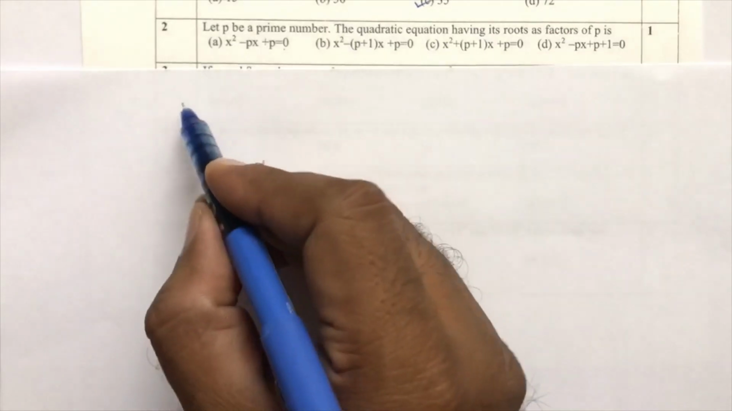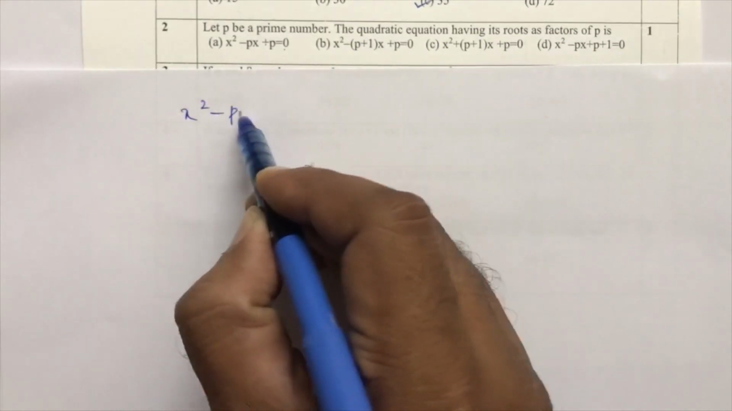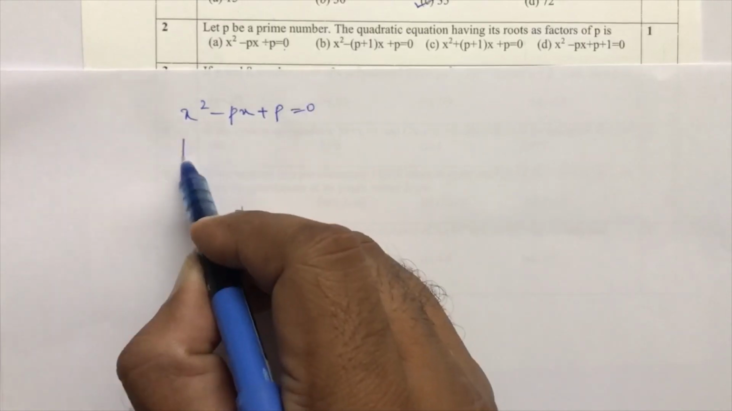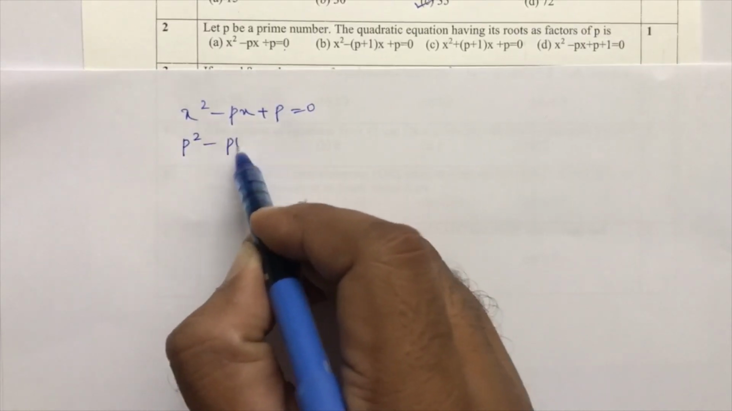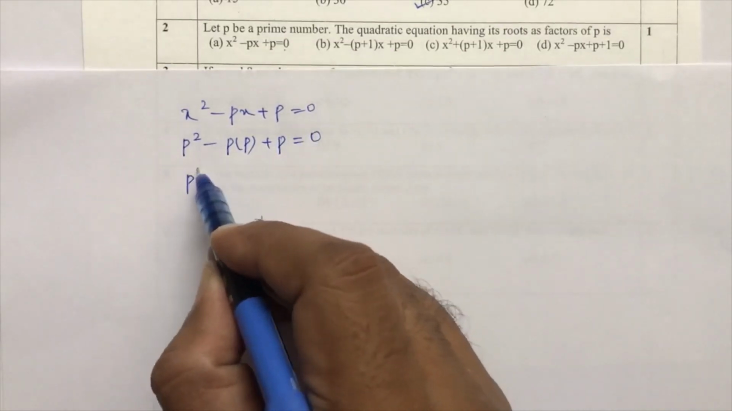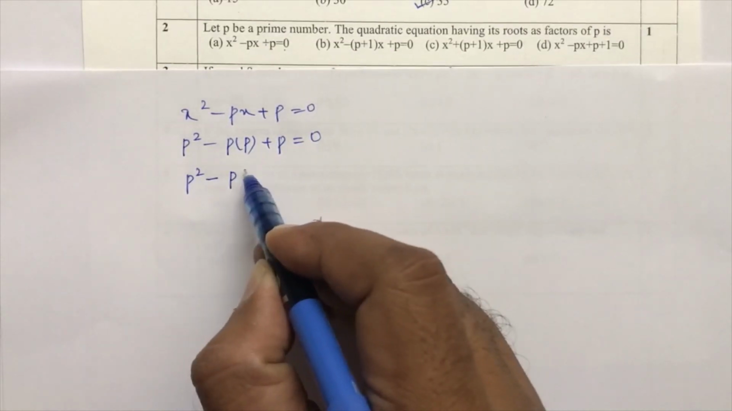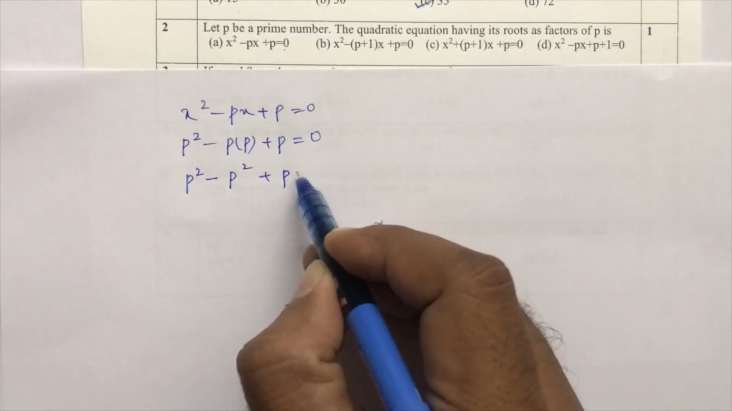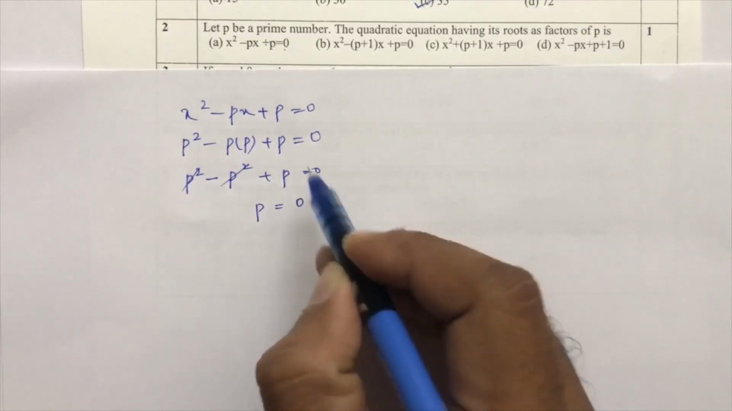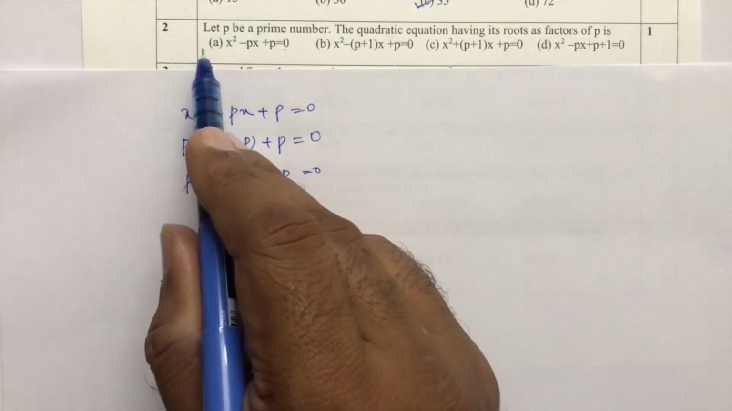Substitute in place of X in the first one, X square minus PX plus P equals 0. In place of X, substitute P: P square minus P times P plus P equals 0. P square minus P square plus P equals 0, so we get P, which is not 0. So option A is not the correct answer.